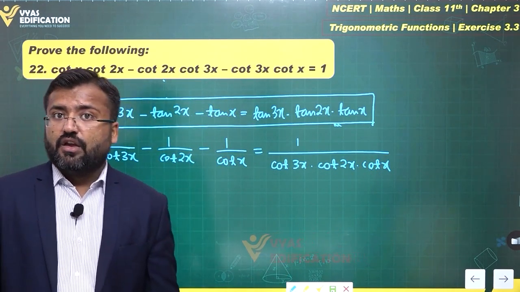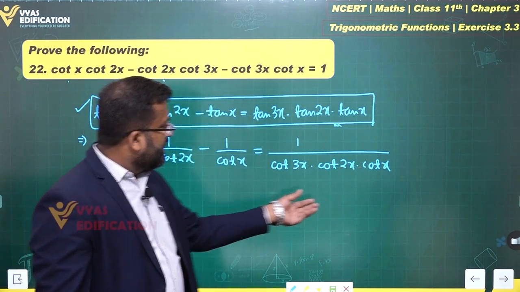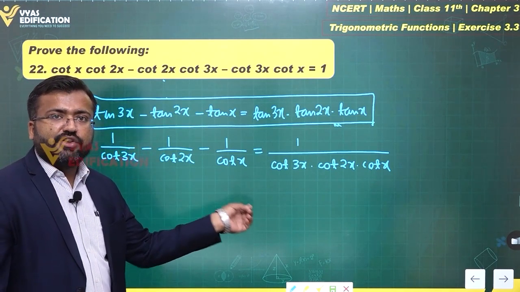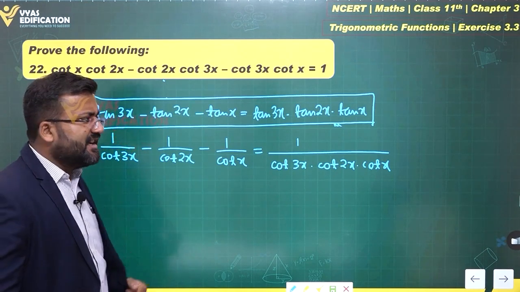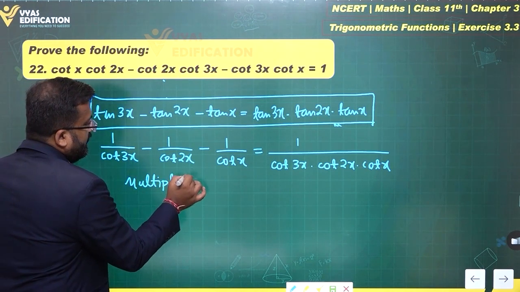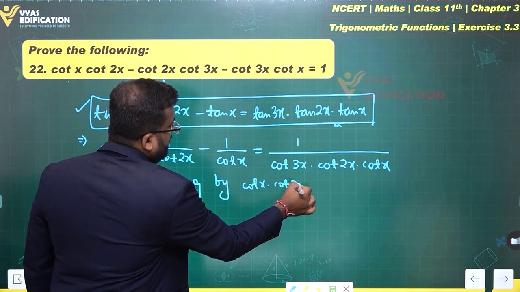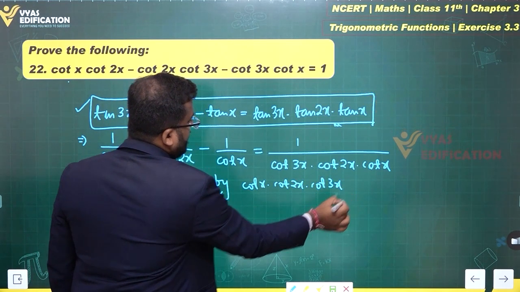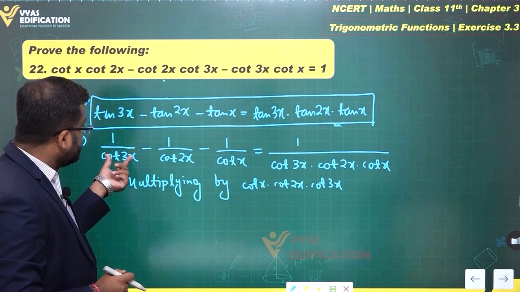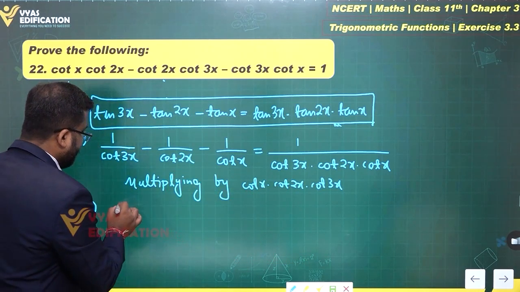What next? There's something in the denominator over here. I want to multiply throughout by the product of cot x, cot 2x and cot 3x. Let's multiply that together. What does that give me? In the LHS, on multiplying by the first term, cot 3x will get cancelled, and what remains is cot x times cot 2x.